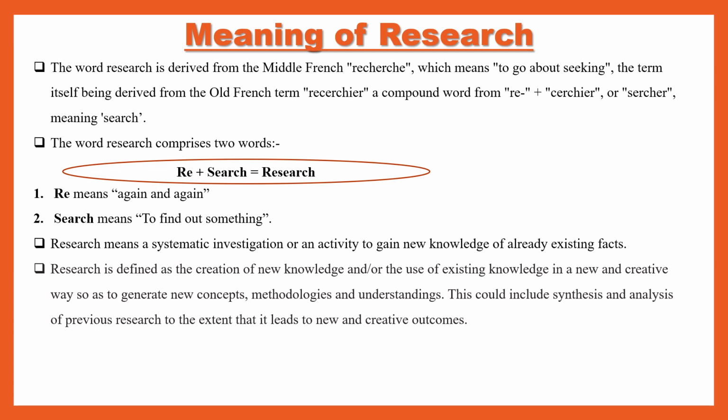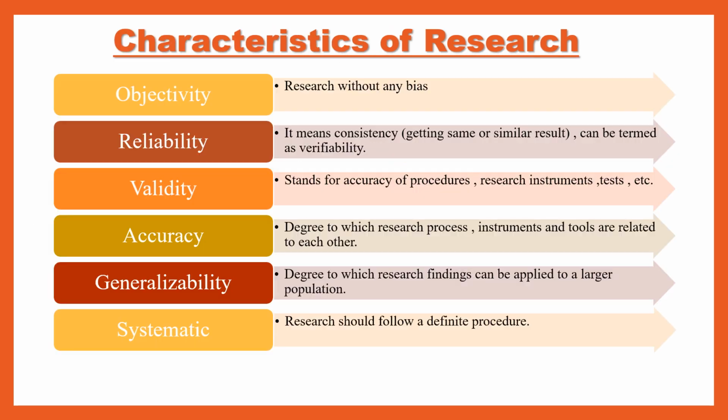Okay, let's move to the next slide. Hope you understand the concept of research, because if you understand it, the rest of the things will be easier for you to understand. The next slide mentions the characteristics of research. Characteristics of research have been divided into six parts: objectivity, reliability, validity, accuracy, generalizability, and the last one is systematic.